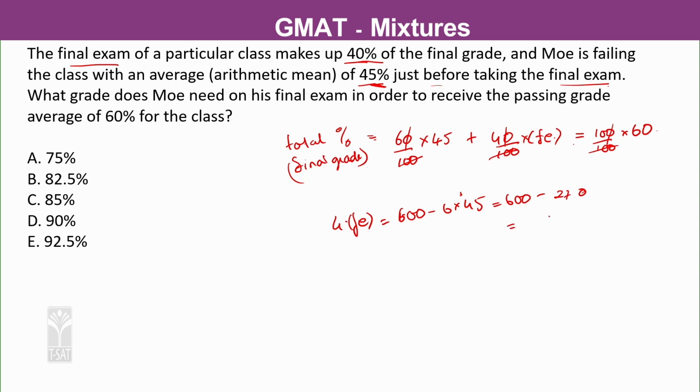So that equals 600 minus 270, which equals 330. 4 times final exam equals 330. Cancelling it out, you will have 4 8s are 32, 4 2s are 10.5. Final exam percentage should be equal to 82.5%. That is, the answer is option B. Let us move to the next question now.